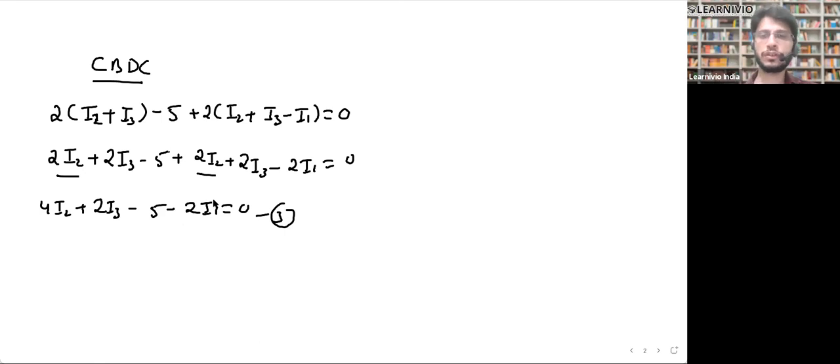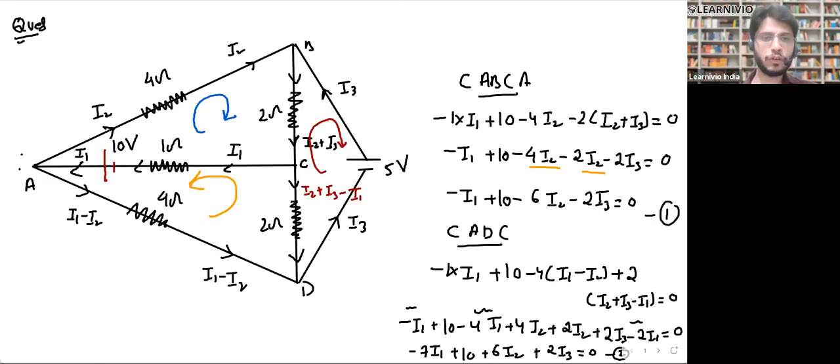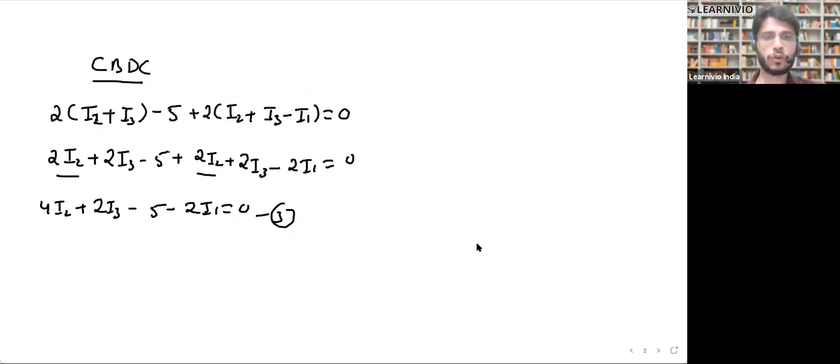So 4I2 plus 2I3 minus 5 minus 2I1 equal to 0. We have three equations and three variables. Can you solve these three equations now? Yes, sir. You can solve equations 1, 2, and 3 simultaneously and get the values of I1, I2, and I3. I'm not doing this in class. Solve 1, 2, and 3.